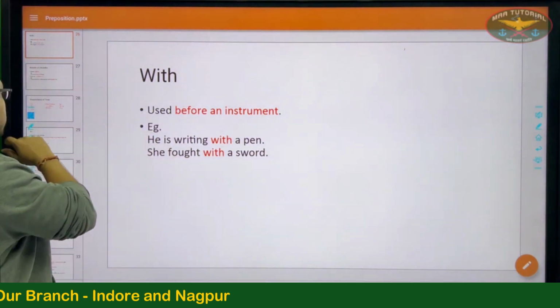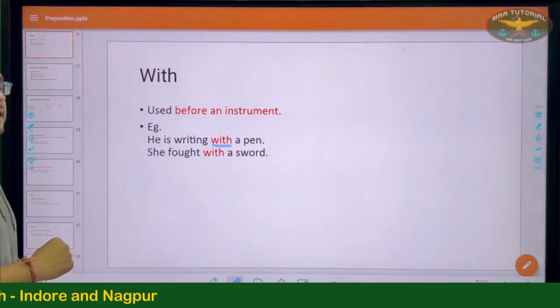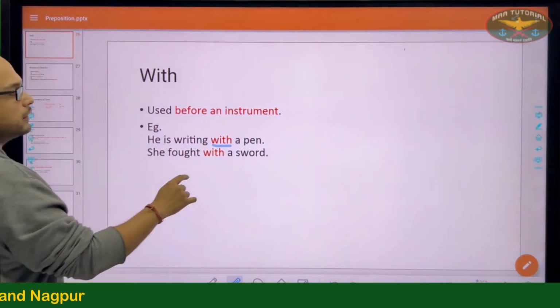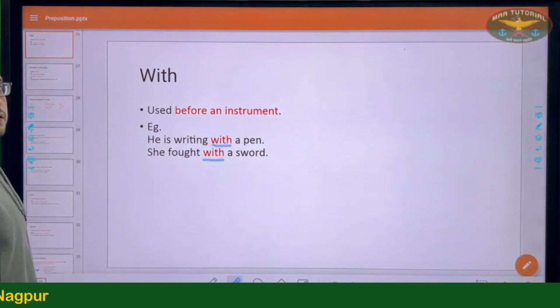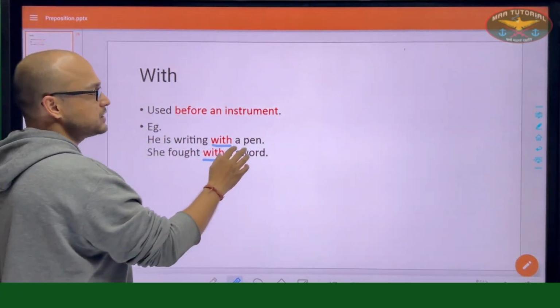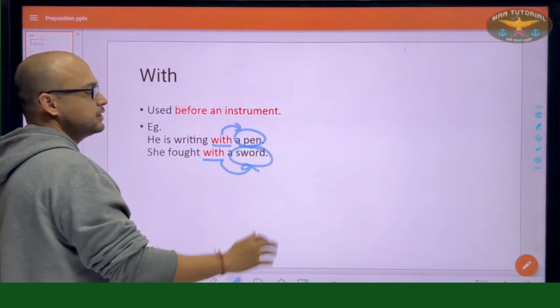For example, he is writing with a pen. She fought with a sword. So what are the instruments here? A pen is an instrument here, and a sword is an instrument here.